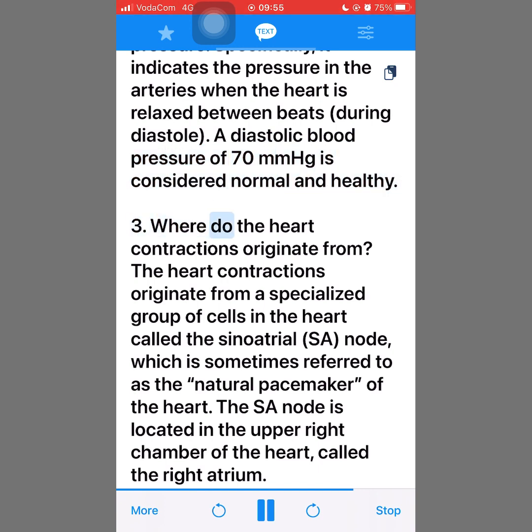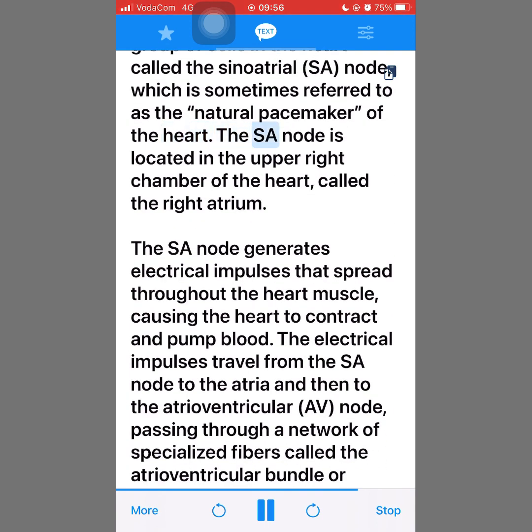3. Where do the heart contractions originate from? The heart contractions originate from a specialized group of cells in the heart called the sinoatrial SA node, which is sometimes referred to as the natural pacemaker of the heart. The SA node is located in the upper right chamber of the heart, called the right atrium. The SA node generates electrical impulses that spread throughout the heart muscle, causing the heart to contract and pump blood.